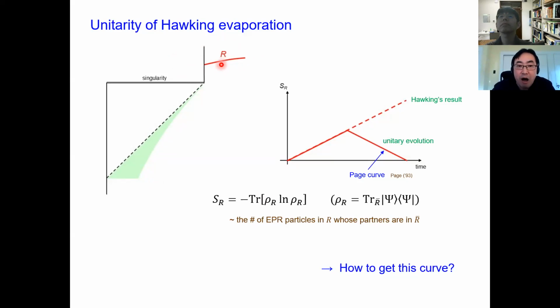So the entanglement entropy of R, meaning the number of EPR particles whose pair is in R bar, is 0 because you don't even have R bar. So you should go back. Yeah, that's what Don Page predicted. It's called the Page curve. So the question boils down to how to get this Page curve in this global picture to see how unitarity is recovered.